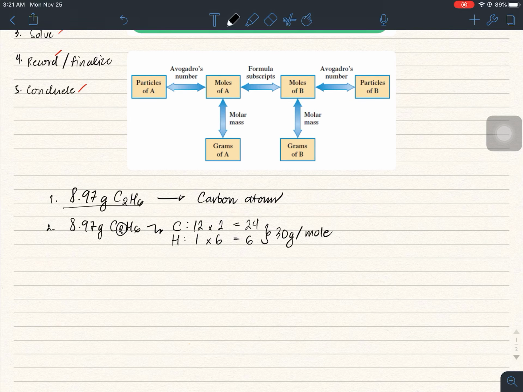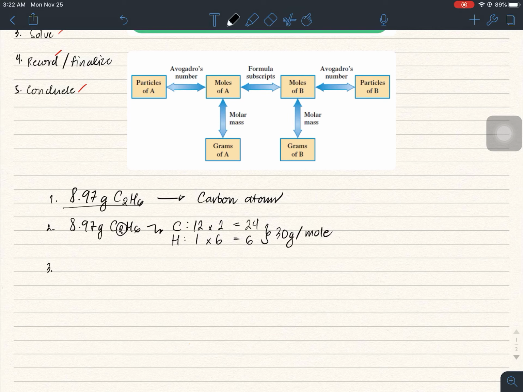Now that we have identified all of our given and that we have clearly identified our problem, we can now move on to step number 3, which is solving. Before we solve, I'd like to give you an additional tip to prevent mistakes, to prevent any further miscalculations. We write a simple flowchart of our process of conversion.